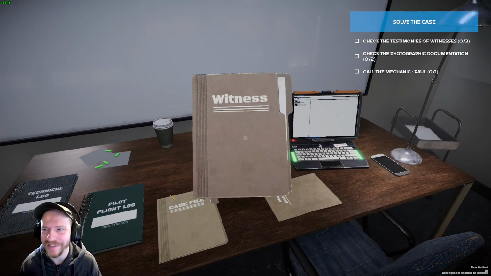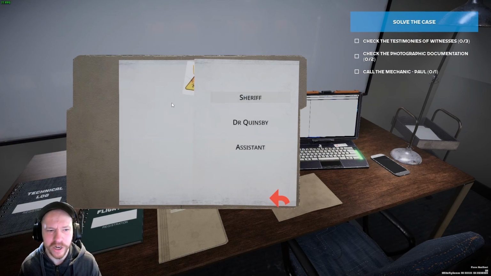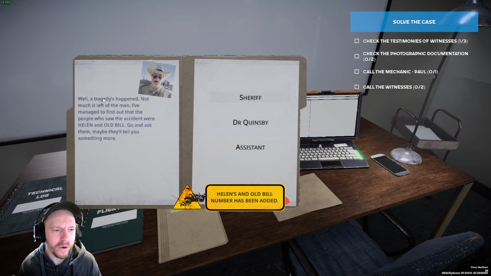Right, we have witnesses. Sheriff: Well, a tragedy's happened. Not much is left of the man. I managed to find out that the people who saw the accident were Helen and Old Bill. Go and ask them. Maybe they'll tell you something more.